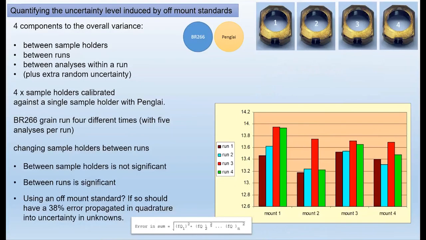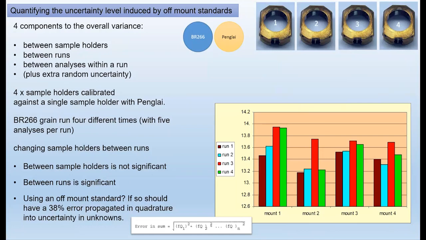Just a final note on the analytical side is that while we are very concerned with having a flat mount surface and a good mount geometry, there can be other instrument factors that we might want to explore the effect of, and one of those could be using an off-mount reference material.